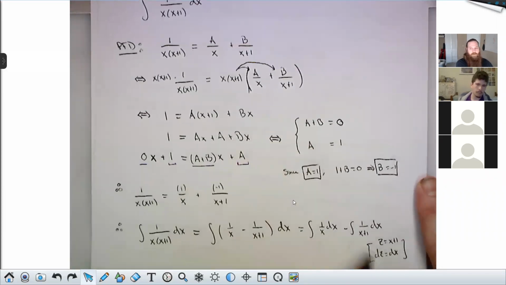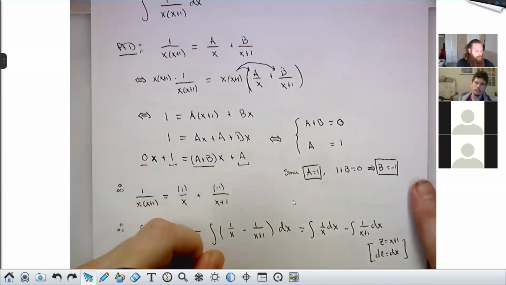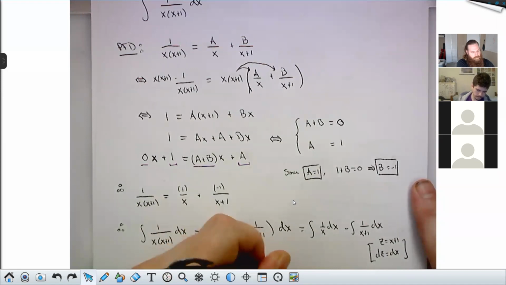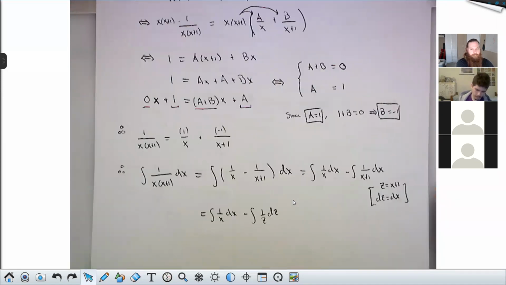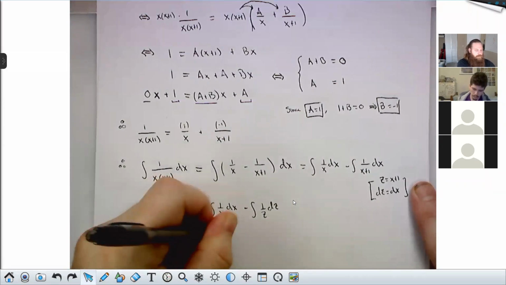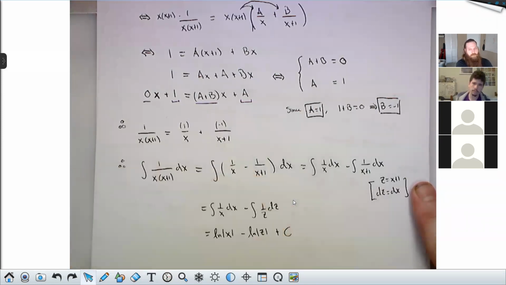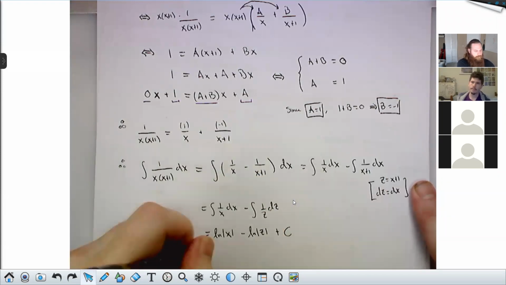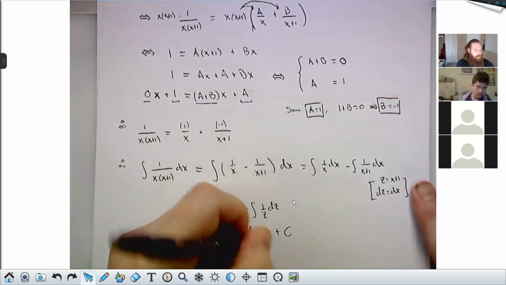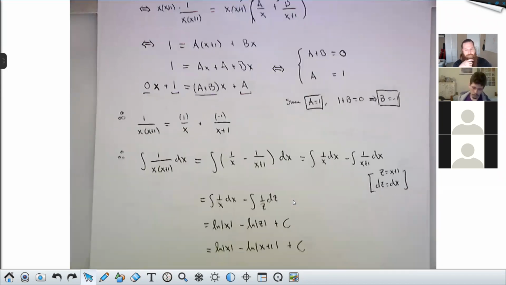I'm making the substitution in the second integral only. That's why I split them up. And you get integral 1 over x dx minus integral 1 over z dz. Which is the natural log of the absolute value of x minus the natural log of the absolute value of z plus a constant, which is the natural log of the absolute value of x minus the natural log of the absolute value of x plus 1 plus a constant. And that's your answer.